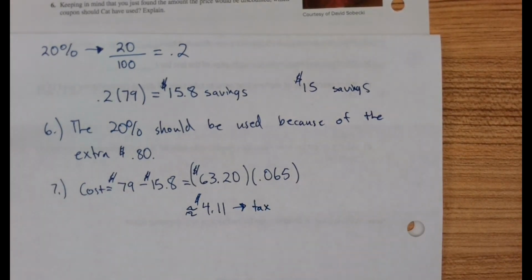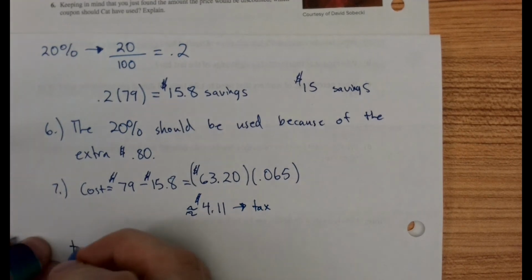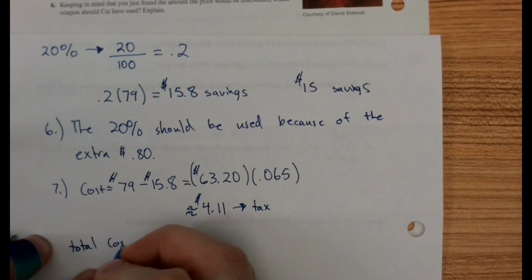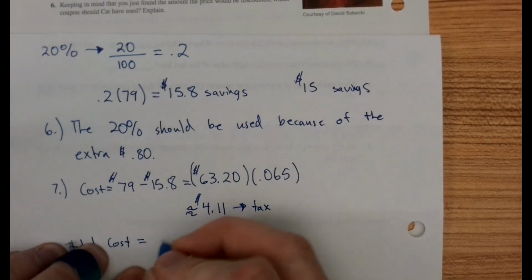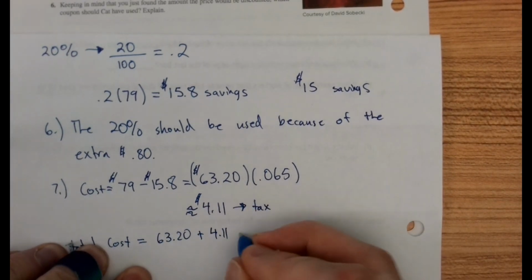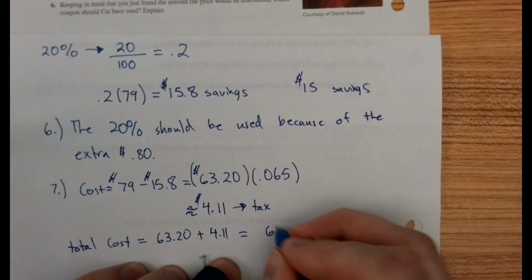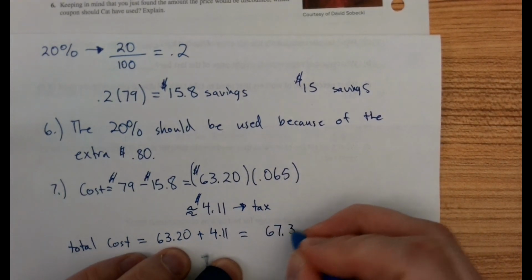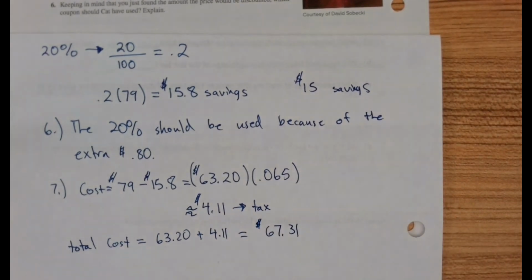So if we want the total cost, including tax, with the discount, we do $63.20 plus that $4.11, and we are going to be charged $67.31 for this dress, approximately. Notice after I use this rounded number, I'm no longer concerned that it was an approximate value. There are other ways we could do this, but I think for now we'll just leave it at that.